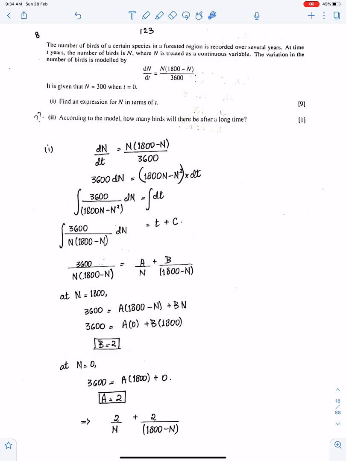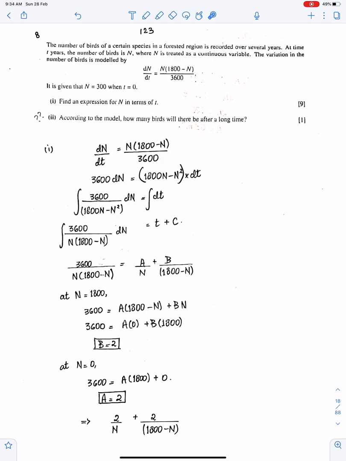Differential equations. In this lecture, I will discuss the solution of this question 8, especially the last part of this question. The number of birds of a certain species in a forested region is recorded over several years. At time t years, the number of birds is n, where n is treated as a continuous variable. The variation in the number of birds is modeled by this equation. Given that n is 300 at t equals 0, find an expression for n in terms of t.